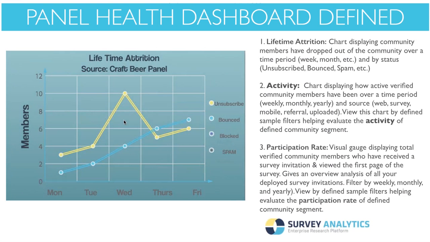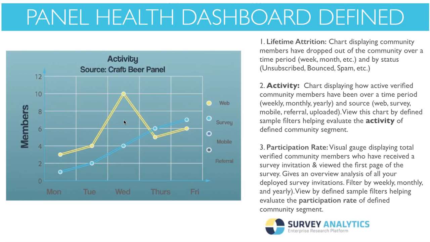We also have an activity chart, and this chart is displaying how active verified community members have been over a time period, weekly, monthly, or yearly, but also by source. So whether they came in via the web, a survey that you deployed and asked them if they wanted to join the community, or rather they joined via a mobile application or the mobile device in general, or the refer a friend program, or if you had a pre-existing list that you uploaded into the system. What is the activity of these users?